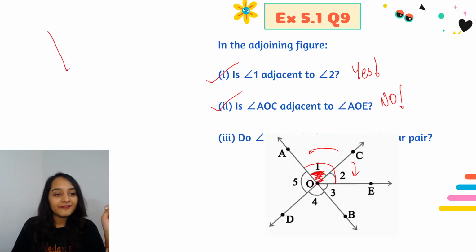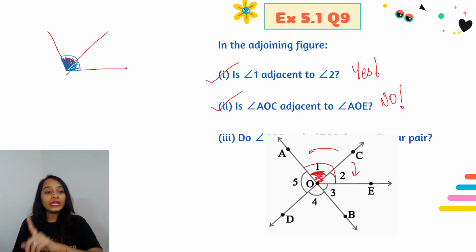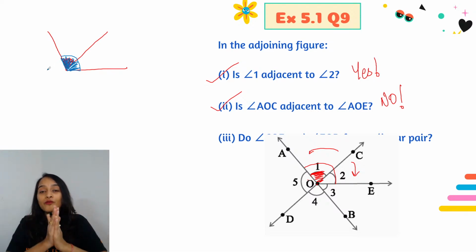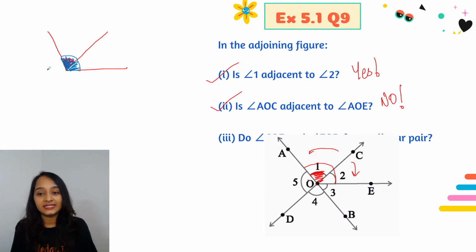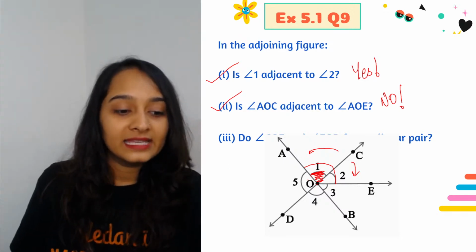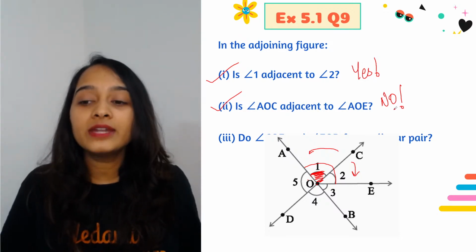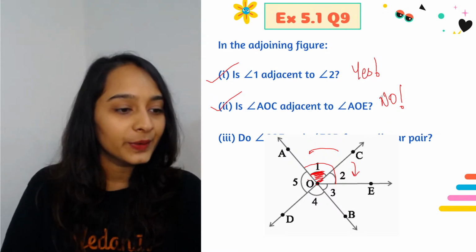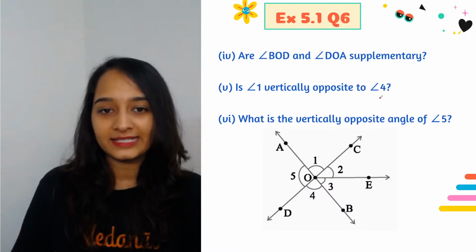So here, this is your AOC. The one I'm painting in red is AOC, right? The one I'm painting in blue is your AOE. Your blue and red are overlapping. That should not happen if the angles are adjacent. So are they adjacent? The answer is no. They are not adjacent to each other.